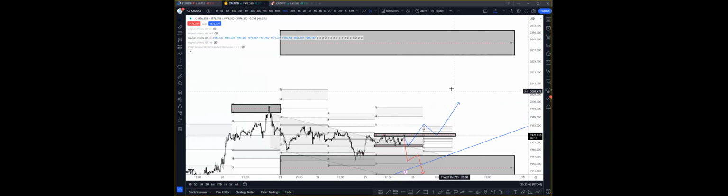Okay, that's kind of the idea for gold. If you stay on for the next 2 sessions, tomorrow and on Friday, we'll go through this setup again to see how price has moved and how we can actually play our entries to 2042.